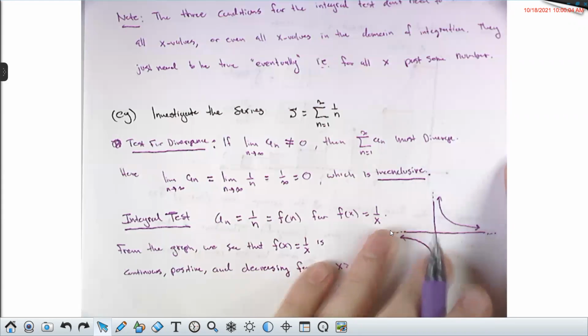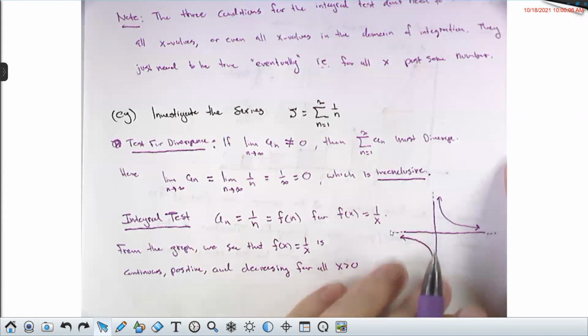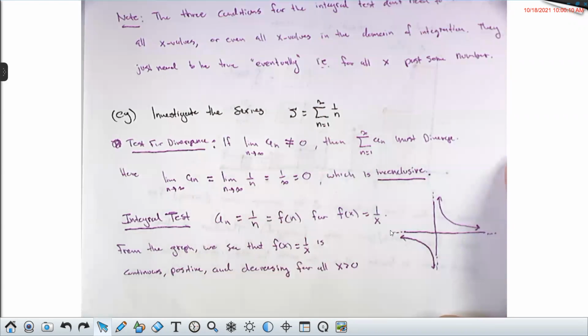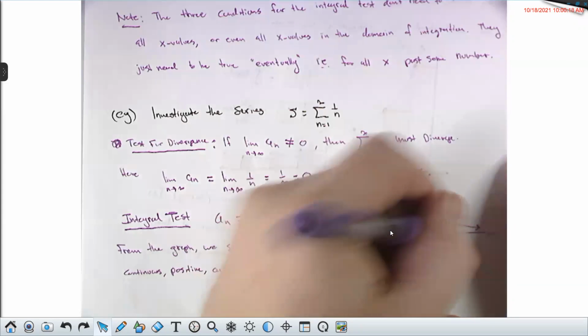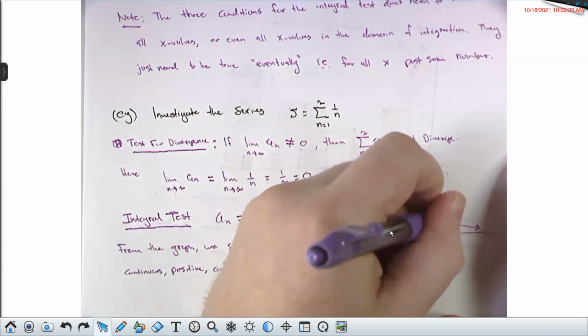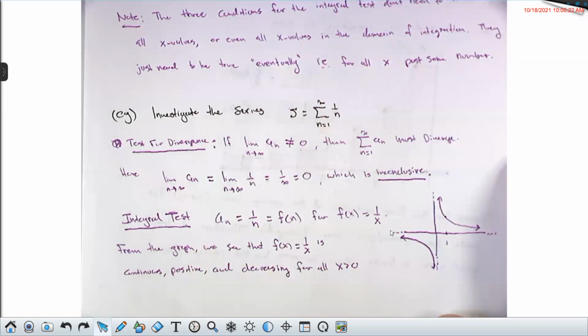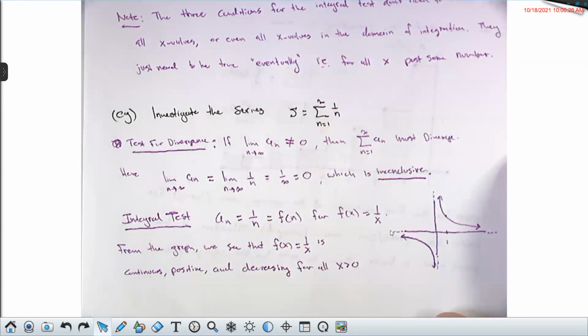The only place where this function is discontinuous is at x equals 0. But I'm not interested in 0. I'm looking from 1 to infinity. Is this function decreasing? Yeah, it's decreasing everywhere, but in particular, from 1 to infinity, it's definitely decreasing, right? Here's 1. So are we continuous, positive, and decreasing? Yes, just look at the graph.